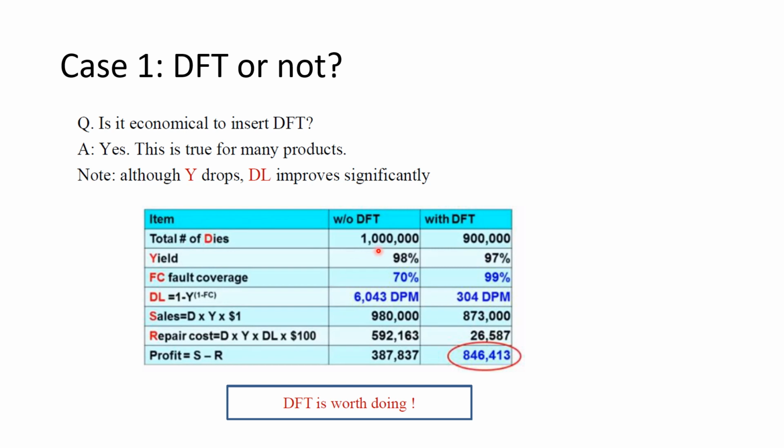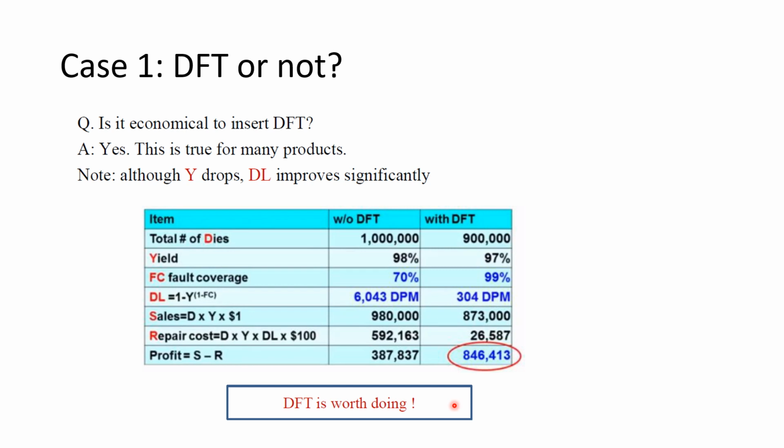The number of dice without DFT, I'll not read. Let's go to the solution. Profit is sales minus repair cost: without DFT it is 387 thousand, and with DFT it is 846 thousand. You're going to have more profit. Understand all these things by yourself. So DFT is worth doing. I asked a question, you paused, and you got the answer right. Pause the slide here and spend time to understand this logic.